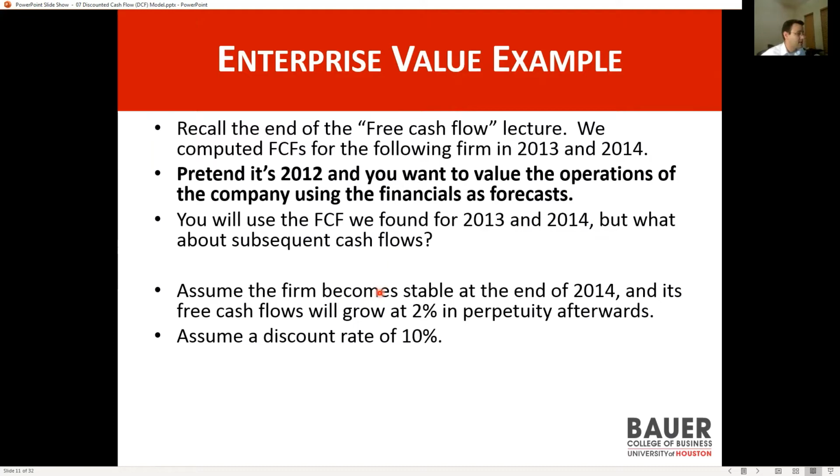We're going to assume that the company is stable after 2014. It's going to grow at a constant 2% in perpetuity after that. We're going to use a discount rate of 10%.